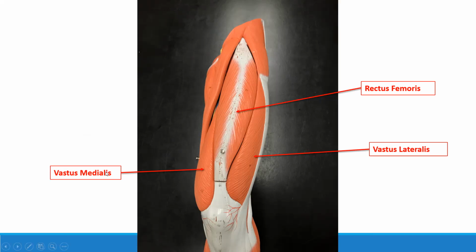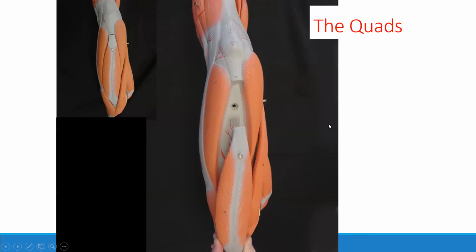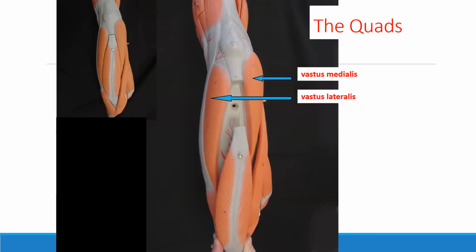So we have the vastus medialis on the big toe side, the vastus lateralis on the little toe side. The vastus intermedius is underneath the fourth muscle, the rectus femoris. There's the vastus intermedius, intermediate right there. Vastus medialis on the medial side, vastus lateralis on the lateral side, vastus intermedius in the middle, and then the rectus femoris is the fourth of the quads. These are the four big muscles on the anterior surface of our thigh.